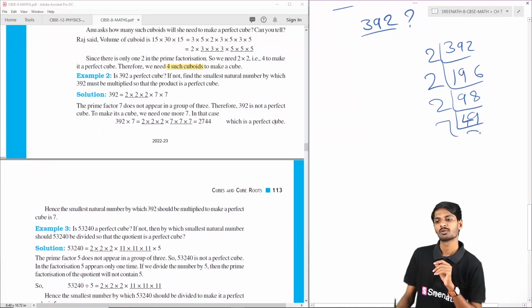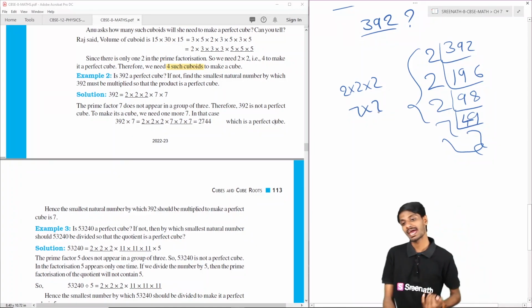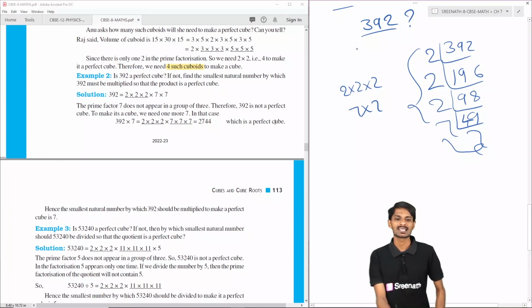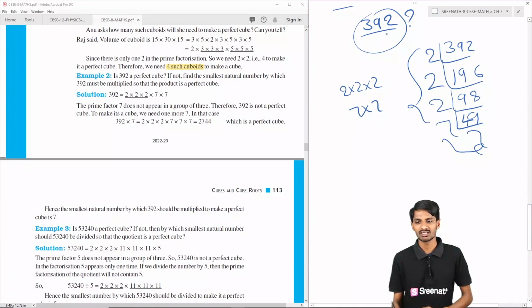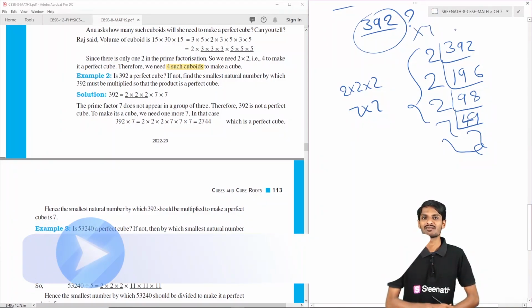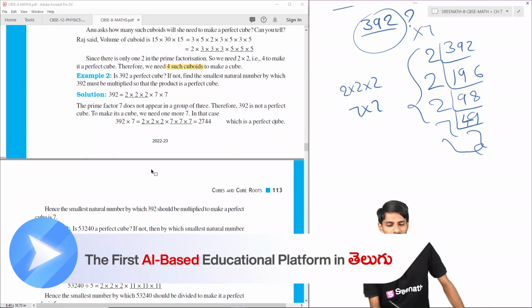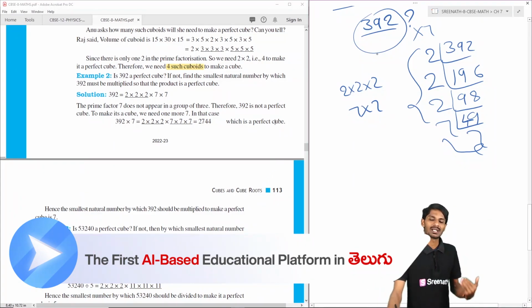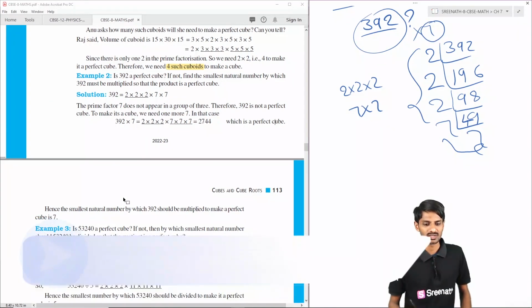here only the 7 table will cancel out. So we can make these 3 as a group, and we can't make these 3 things. So 2 into 2 into 2 is one group, and 7 into 7 is another group. We need another 7 to make this a perfect cube, but this is not a perfect cube. So if you want to make this a perfect cube, we have to multiply it by 7. The smallest number which we have to multiply it by to make it a perfect cube is 7. That is the thing, students.